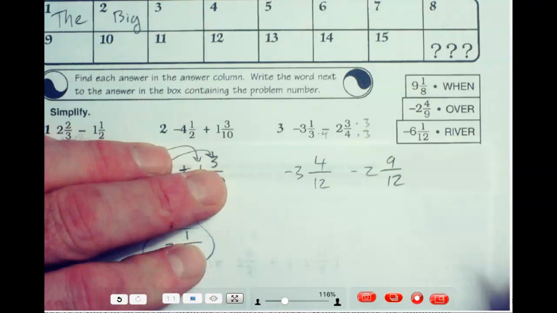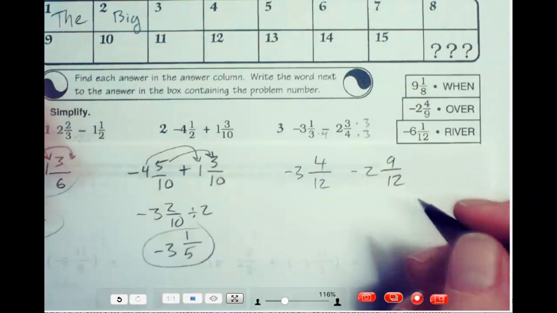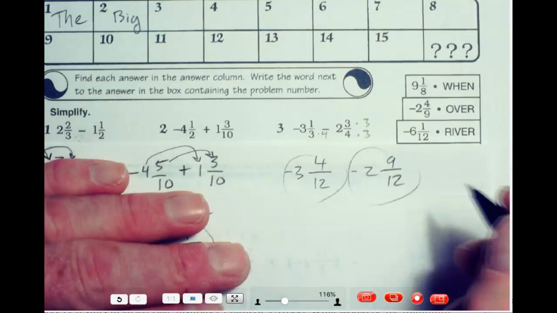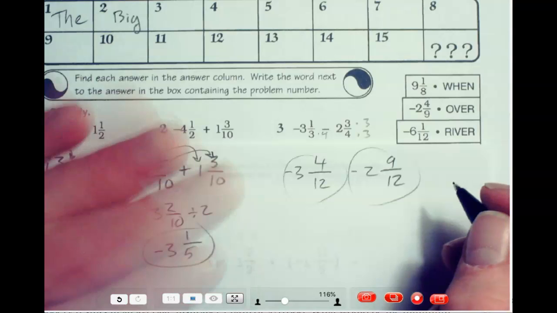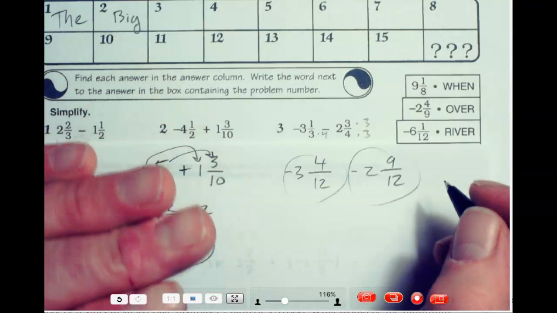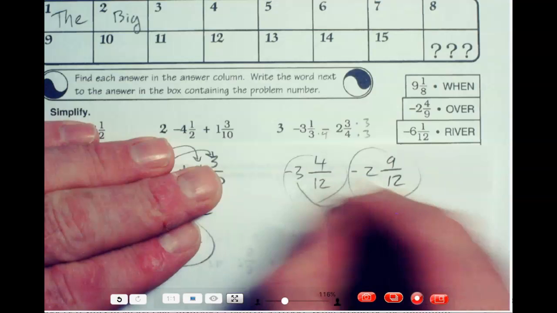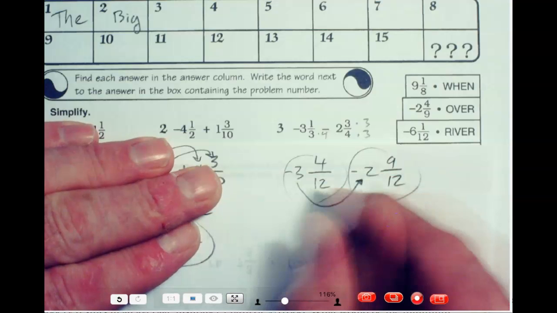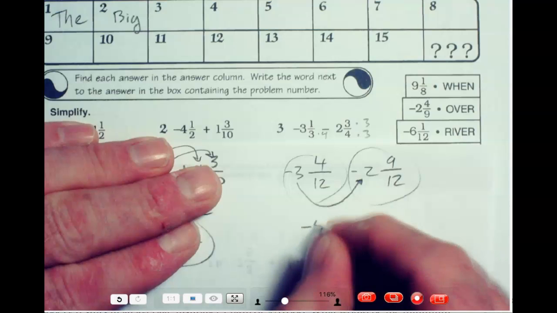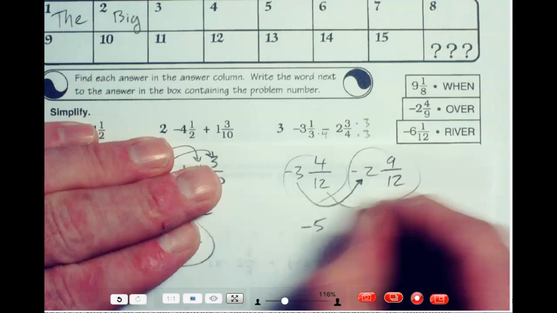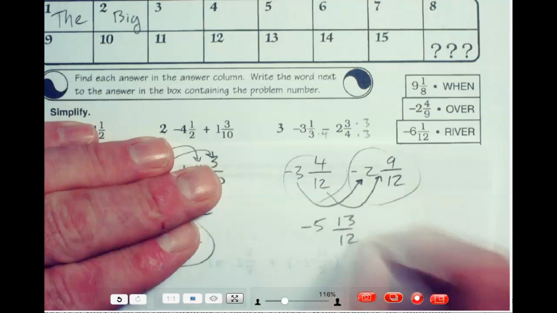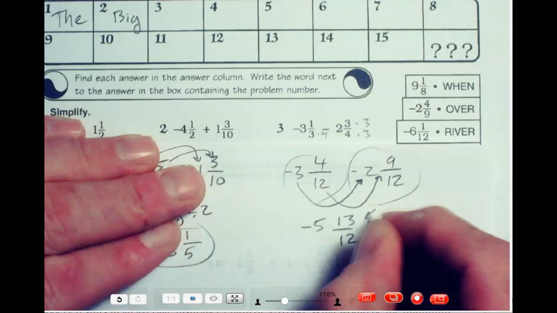Okay, now we have same signs here. So we're actually adding. And when you add, you don't have to go to an improper fraction. You can just add them. So I haven't got enough room up top, so I'm going to put my arrow on the bottom. Negative 3 plus a negative 2 is a negative 5. Okay. 4 plus 9 is 13/12.